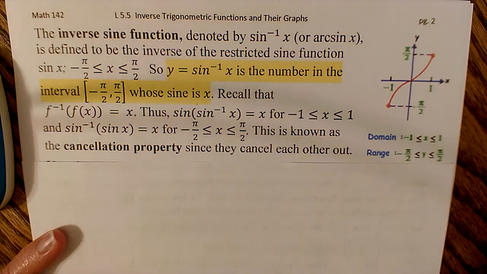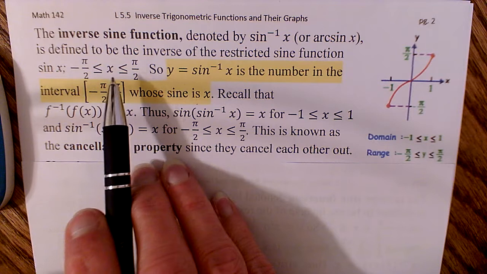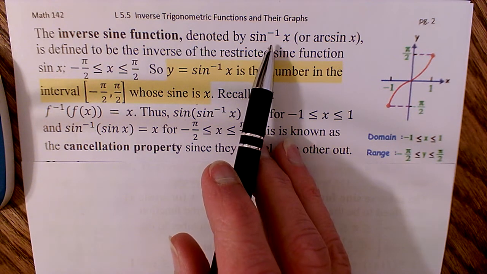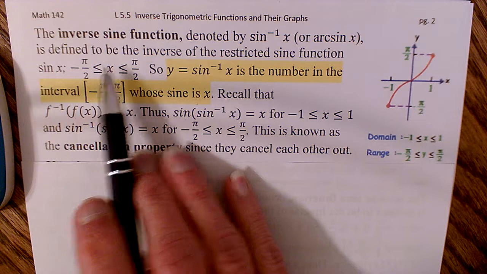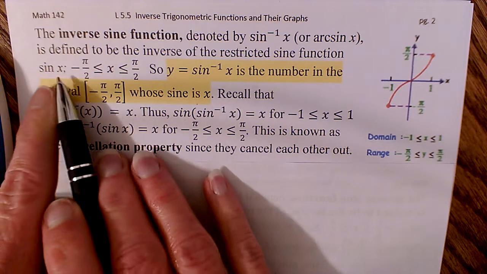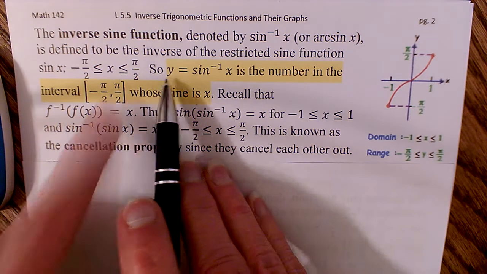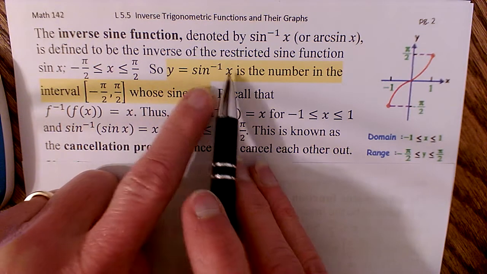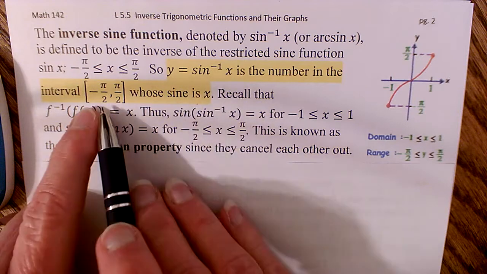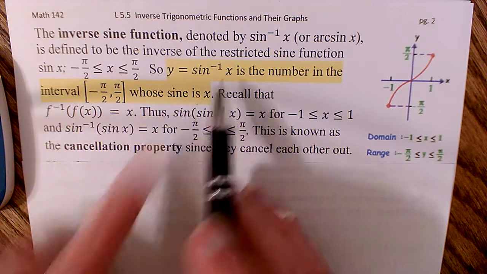Now let's look at the formal definition of inverse sine, and then we'll work a few problems using inverse sine. The inverse sine function, also known as the arc sine, is defined to be the inverse of the restricted sine function, where the sine is only looked at from negative pi over 2 to pi over 2. So in other words, y equals inverse sine of x is the angle in the interval from negative pi over 2 to pi over 2 whose sine is equal to x.